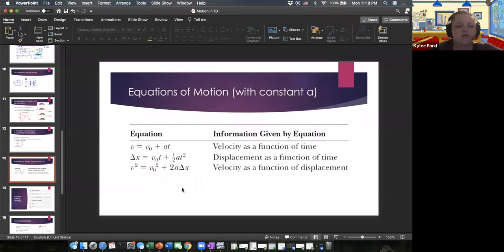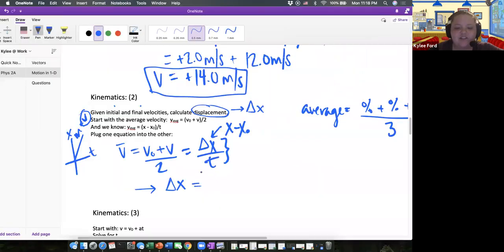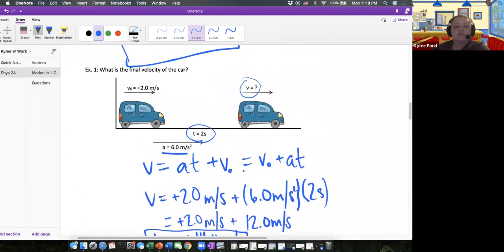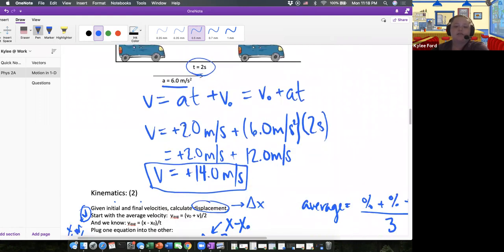Is that what I'm looking for? Almost. So let me first solve for our delta x. Okay, v naught plus v over 2, and we had to multiply our t over, so multiply by t. Now we can also put in our other form here, and we can plug this in so we can get it in terms of acceleration and time as well.